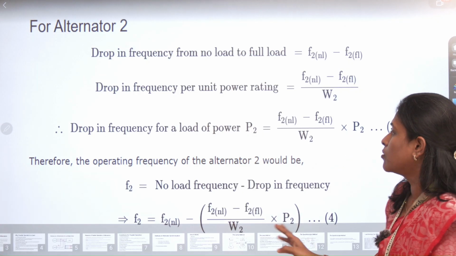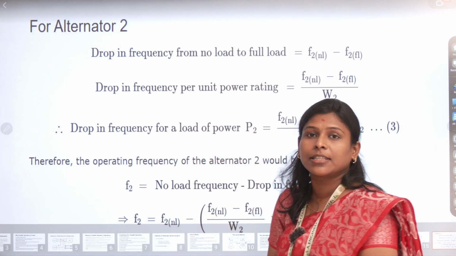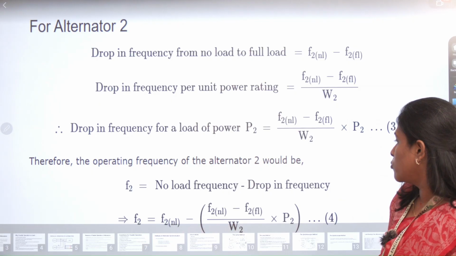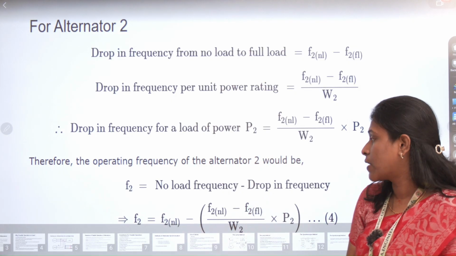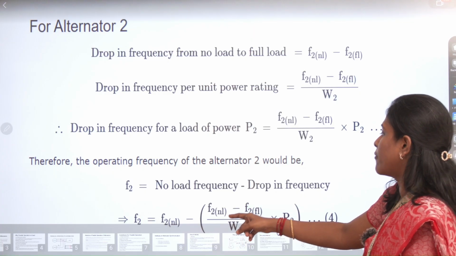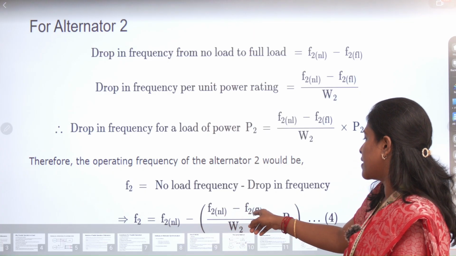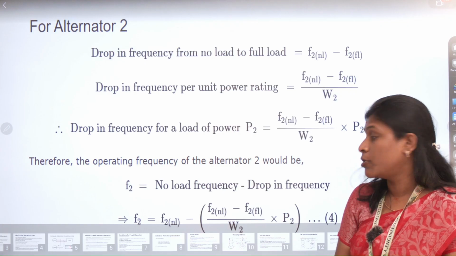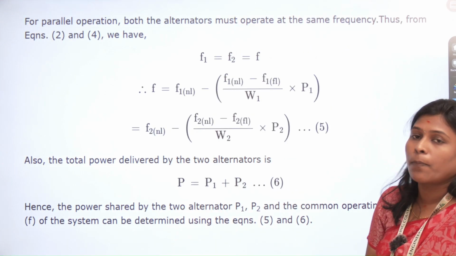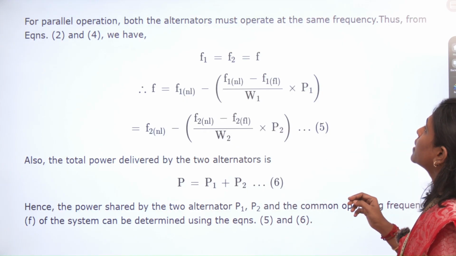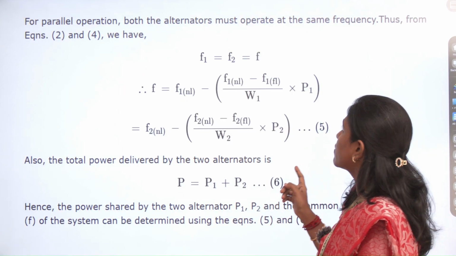P2. Therefore, the operating frequency of alternator 2 would be F2 equals the no load frequency minus the drop in frequency. F2 equals F2 NL minus (F2 NL minus F2 FL) divided by W2, multiplied by P2. Next, for parallel operation, both the alternators must operate at the same frequency.